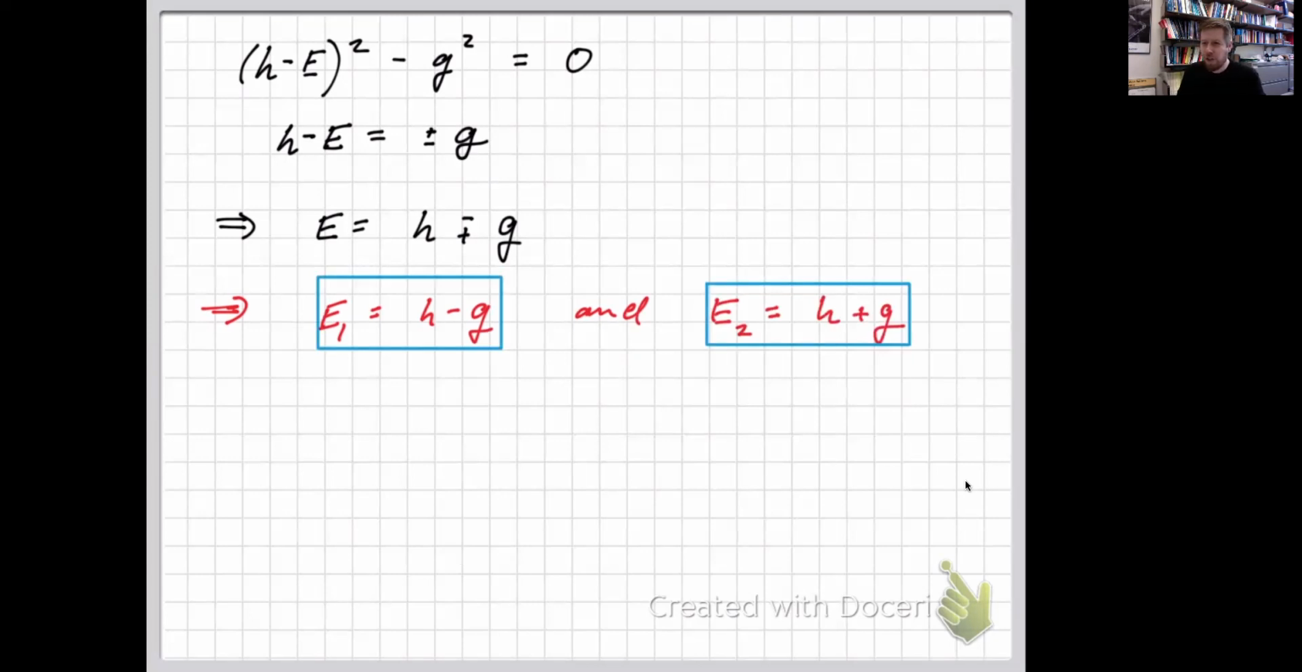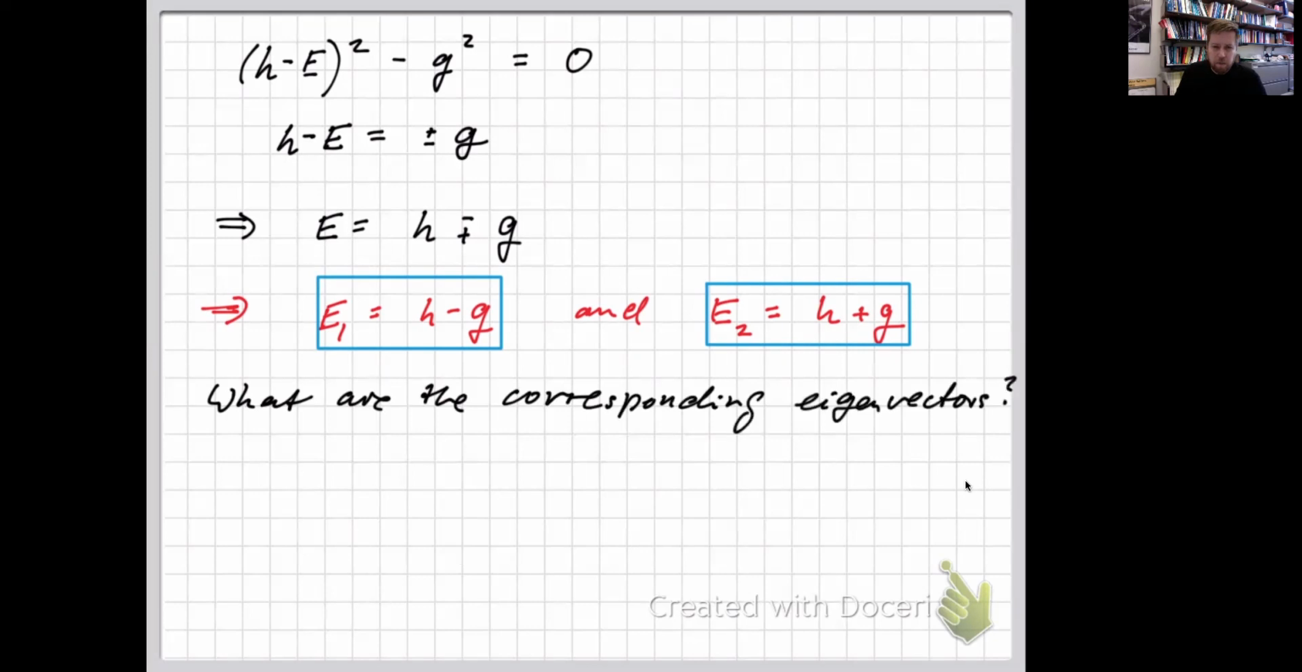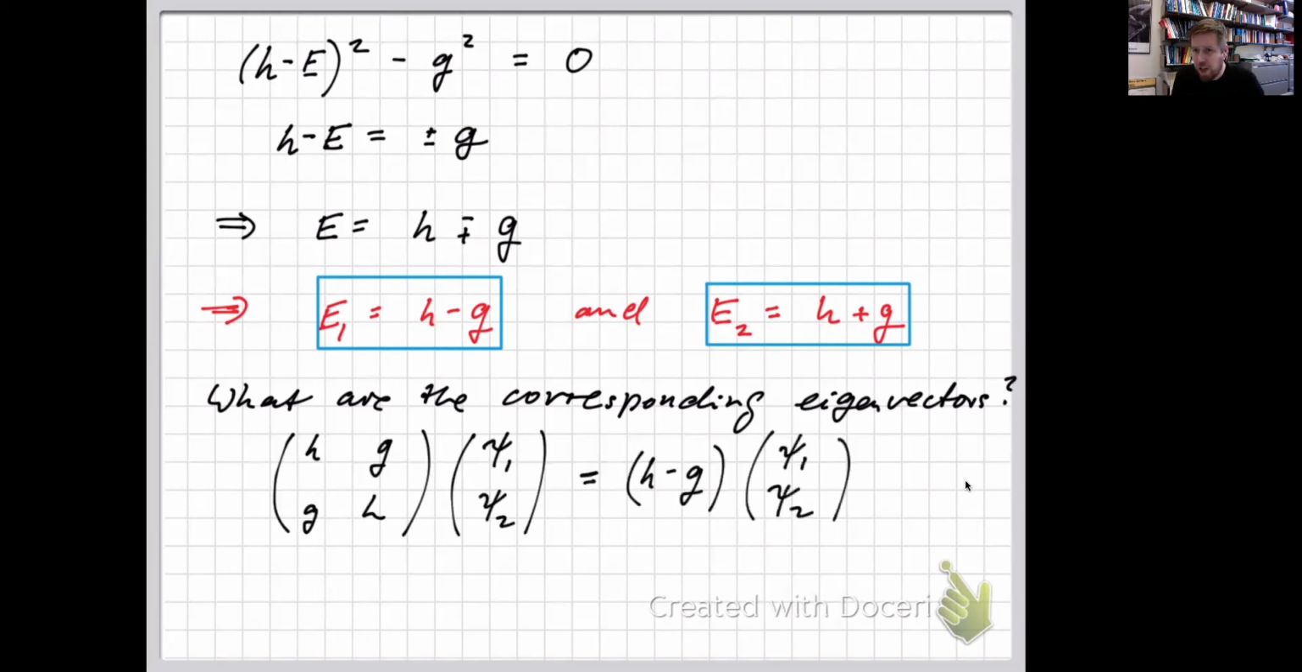That's usually how this goes. You find the eigenvalues first, and then you go back and find the corresponding eigenvectors, and that's what we're going to do next. Now that you have one of these eigenvalues, you just plug it into the characteristic equation again. This is no longer an E; it's now one of the eigenvalues, E1 equals H minus G, and you try to solve for psi1 and psi2. Once you have these entries, that is the corresponding eigenvector. Let's see what we get.